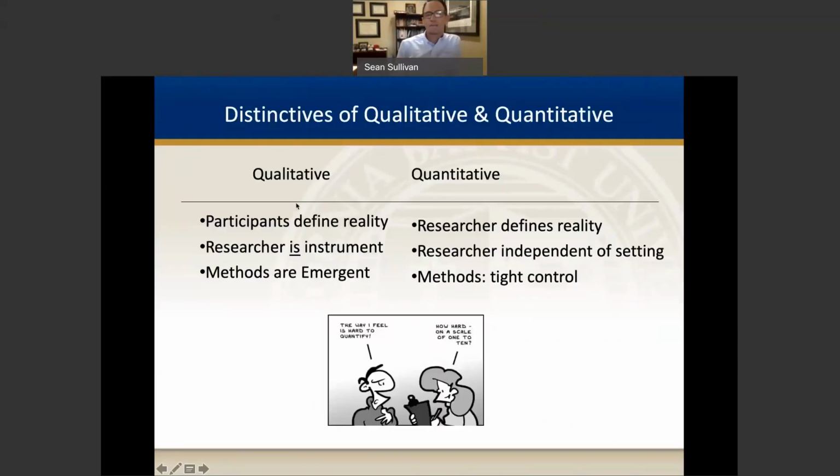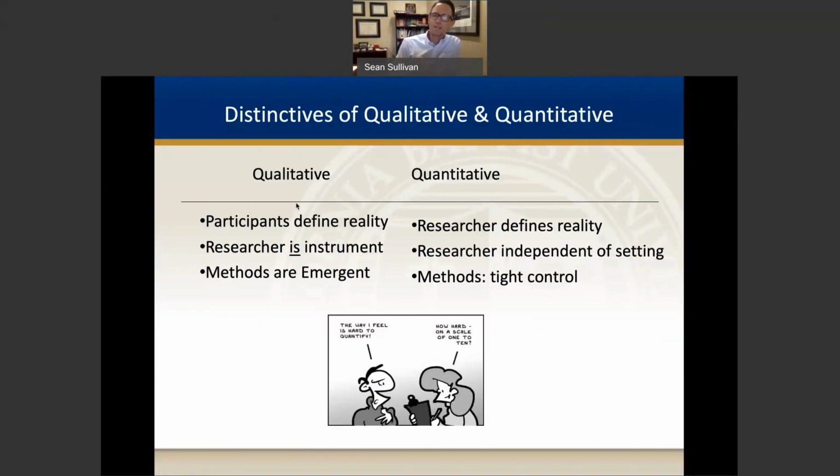So one more slide on the differences here, which has to do with data analysis. On the quantitative side, the researcher tries to define reality upfront and to control all the variables, both those they want to examine and those they don't want to introduce error into the process. So the researcher defines reality in order to test and control.